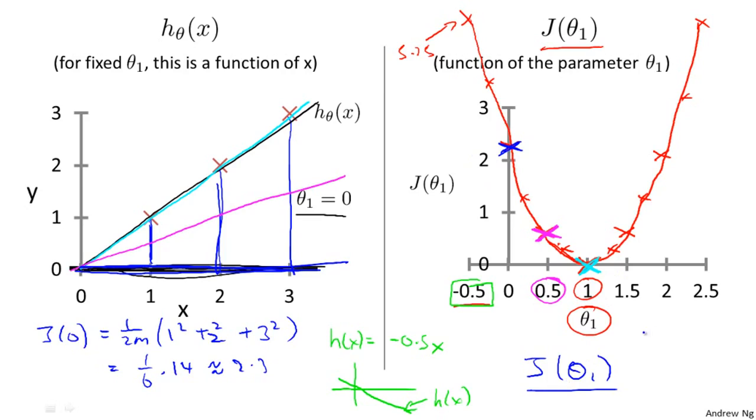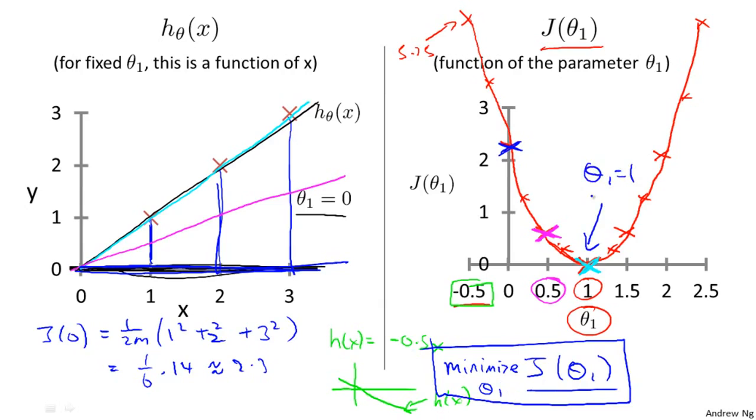Now, remember, the optimization objective for our learning algorithm is we want to choose the value of theta 1 that minimizes J of theta 1, right? This was our objective function for linear regression. Well, looking at this curve, the value that minimizes J of theta 1 is theta 1 equals 1. And lo and behold, that is indeed the best possible straight line fit through our data. By setting theta 1 equals 1, for this particular training set, we actually end up fitting it perfectly. And that's why minimizing J of theta 1 corresponds to finding a straight line that fits the data well.